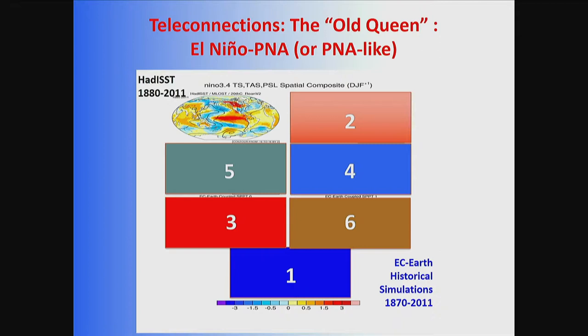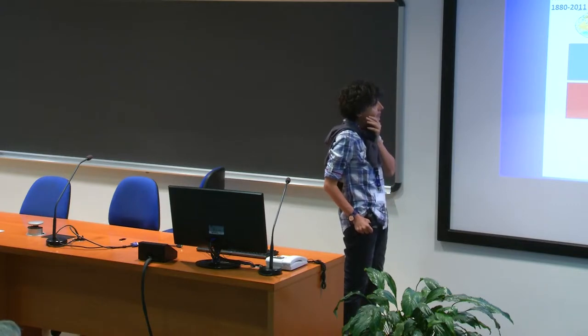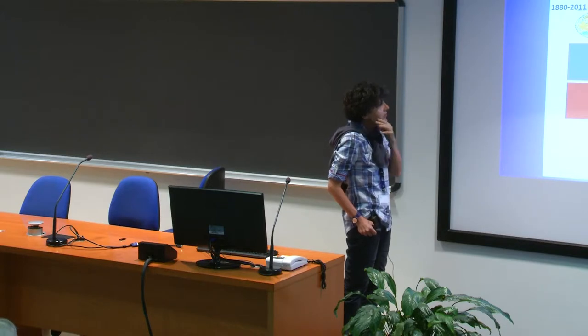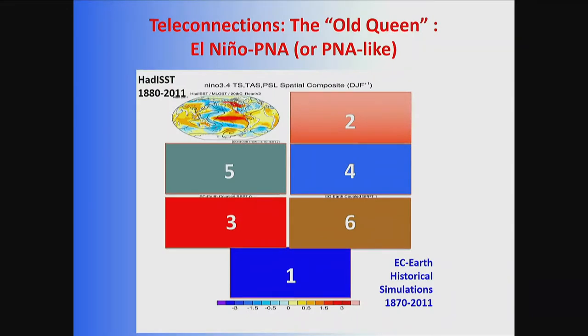linking the SST anomalies in the equatorial Pacific, the warm SST anomalies in the equatorial Pacific during El Niño, with the circulation over North America and the Pacific North America. In the figure you can see a map in DJF, with ERSST data between 1880 and 2011. It's a composite taking the Niño 3.4 anomaly and compositing with the SSTs all around the globe, the surface temperature, and the mean sea level pressure that you can see in the contours. So this is a typical pattern linking these anomalies in the Pacific with what happens in the circulation and in the surface temperature.